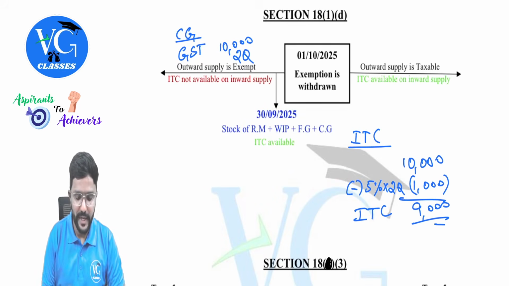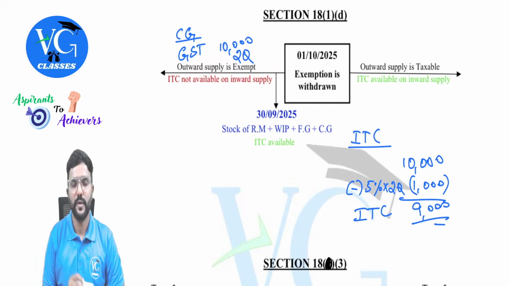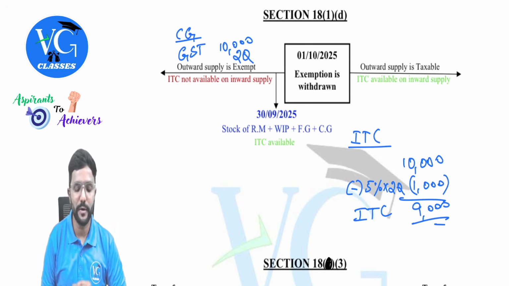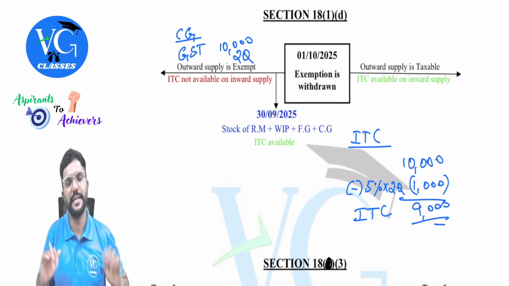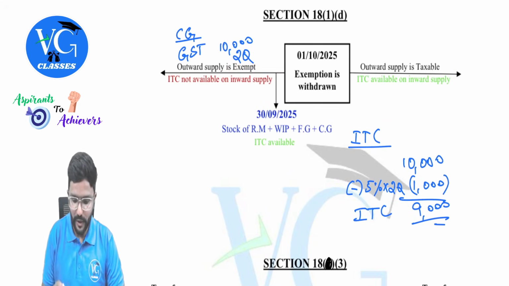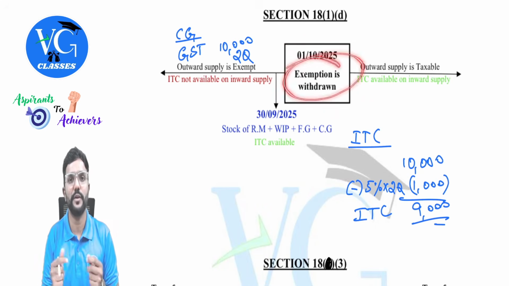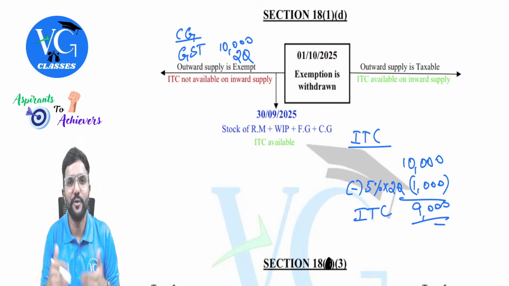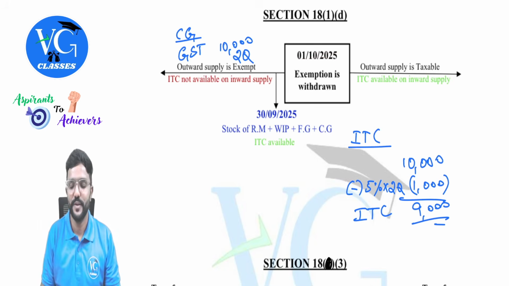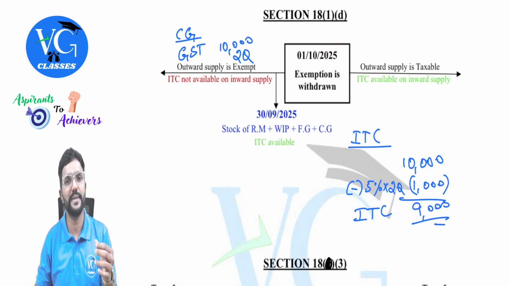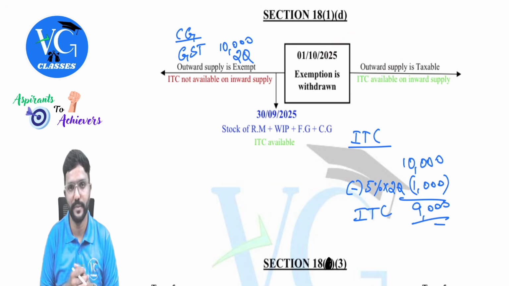Now, previously my outward supply was exempt. When my outward supply is exempt, I cannot claim credit on my inward supply. Credit is blocked. Correct, sir. But on 1st October, assume the exemption is withdrawn. Means from 1st October, my outward supply becomes taxable. So when my outward supply is taxable, can I claim credit on my inward supply? Yes. So anything which I purchase on or after 1st October, I can claim the credit because my outward supply is taxable.